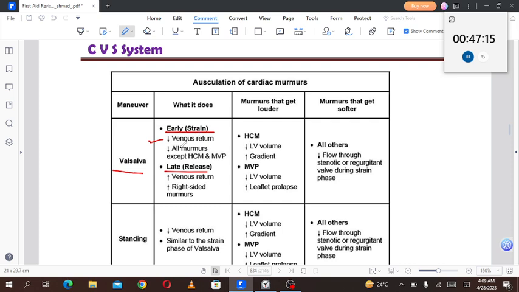All the murmurs will be decreased except for hypertrophic cardiomyopathy. So there is a decrease in all the murmurs except for hypertrophic cardiomyopathy and mitral valve prolapse. The murmurs of hypertrophic cardiomyopathy and mitral valve prolapse will be exaggerated. Now we'll see why the murmur that gets louder is hypertrophic cardiomyopathy. Why so? When there is decreased left ventricular volume, the gradient is increasing. What's the meaning of that?